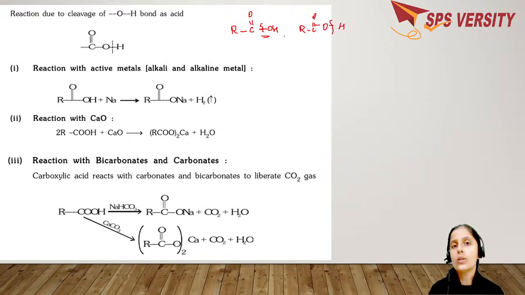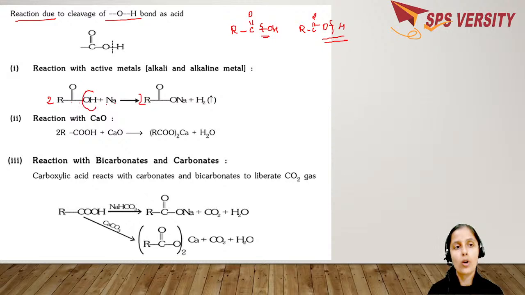So you have to see how this bond breakage takes place. First, we are going to see the reactions due to the cleavage of the OH bond. This bond is broken. Now, the first one is the reaction with the metals. When the carboxylic acid reacts with the metal, say two molecules of carboxylic acid react with sodium, you get two RCOONa, that's a sodium salt of carboxylic acid, and hydrogen gas is liberated.